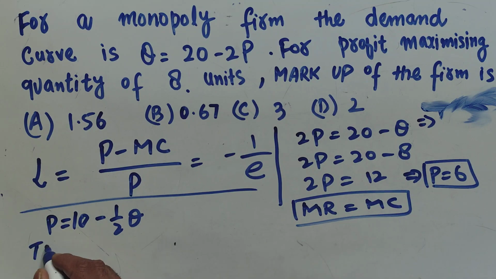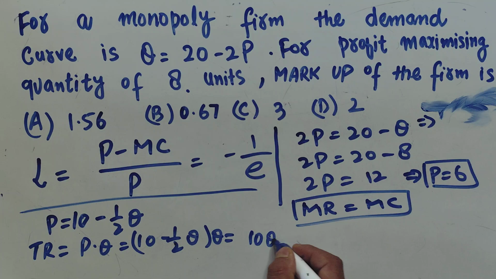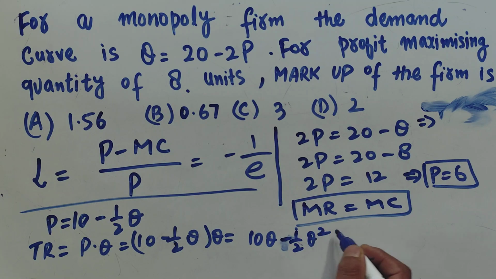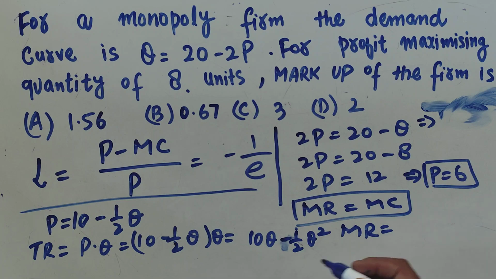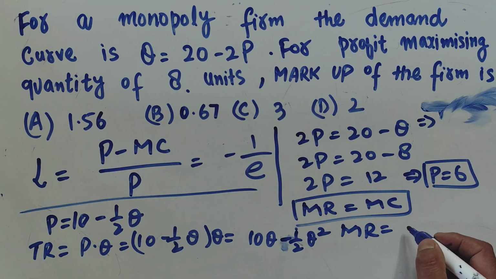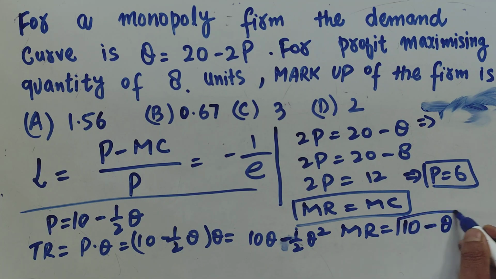So let's first find out the total revenue, which is price into output, which will be 10 minus 1 upon 2Q. To this we multiply by Q to get the total revenue, which is equal to 10Q minus 1 upon 2Q square. So marginal revenue is simply the derivative of this total revenue function with respect to Q. Derivative of Q is 1 in the first term, we are left with 10. Derivative of Q square is 2Q, 2 and 2 get cancelled, we are left with this. So this is our marginal revenue.